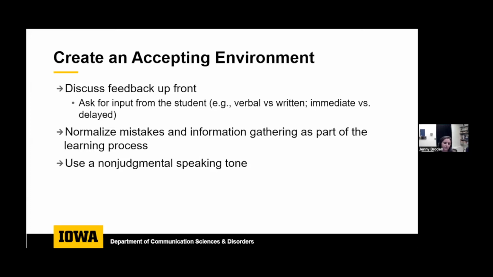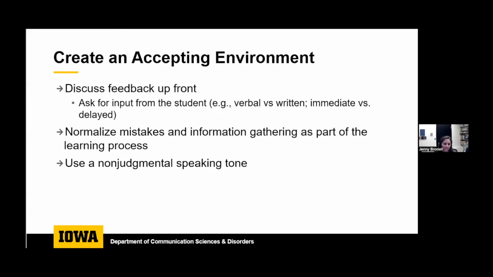So one idea is just, even when you're having your onboarding meeting with students, to make sure you're being explicit about the fact that feedback is part of the process, and here's why we're providing feedback. It's for your learning, and then getting the students' input on how they prefer to get feedback.